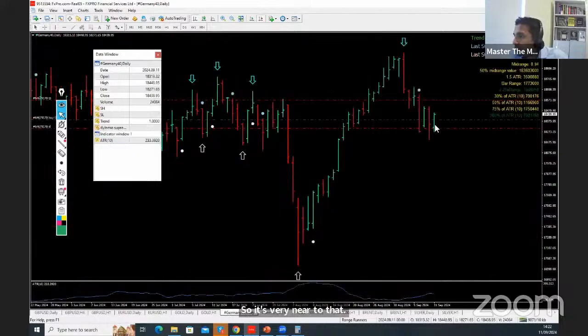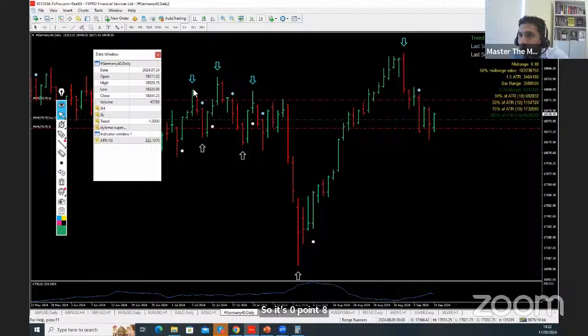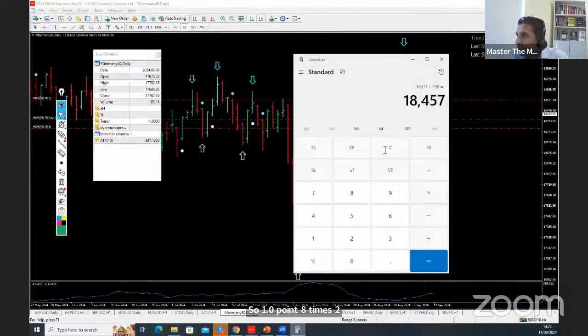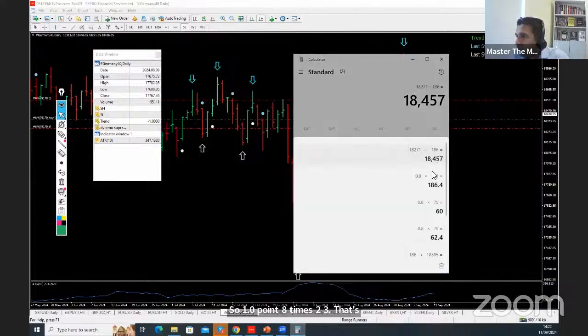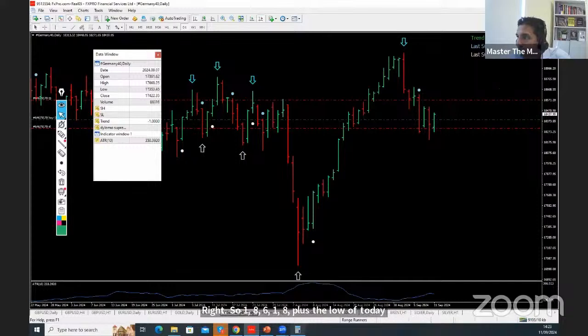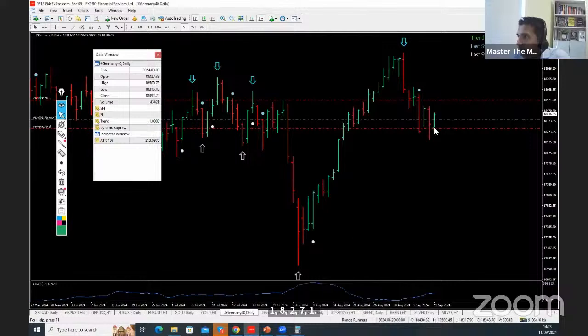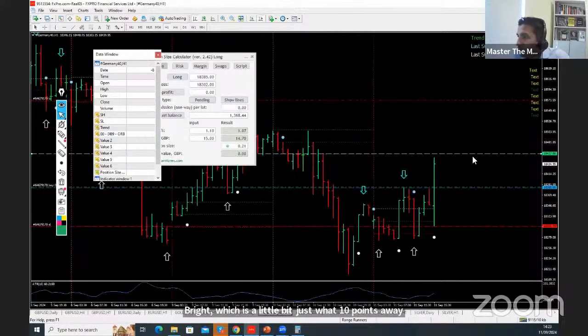The range 177. So it's 0.8. Let me just do that. 0.8 times 233, that's 186, right? So 186 plus the low of today, which is 18271, right? That will give us 18457, right? Which is just about 10 points away from hitting our target over there.